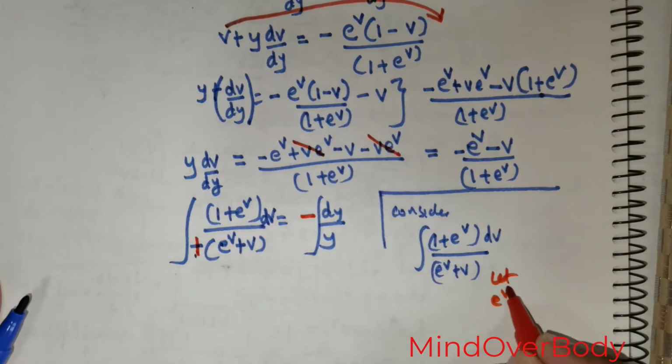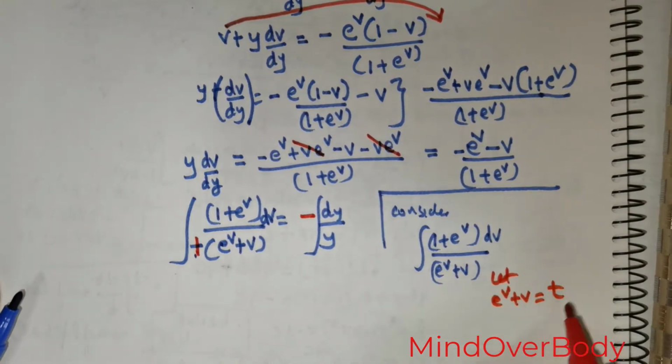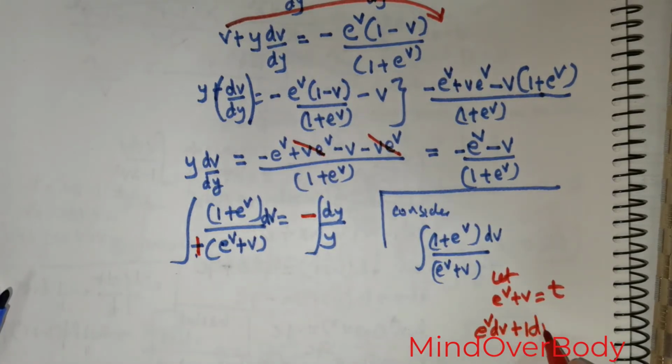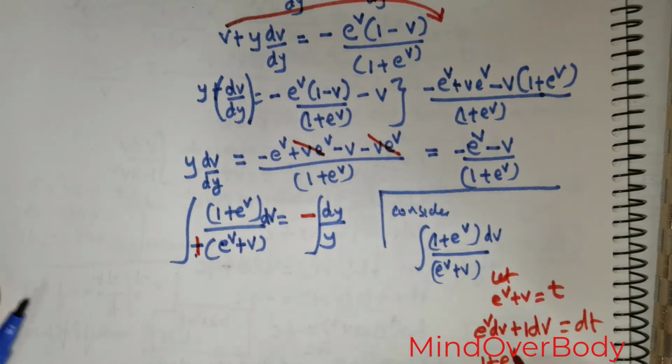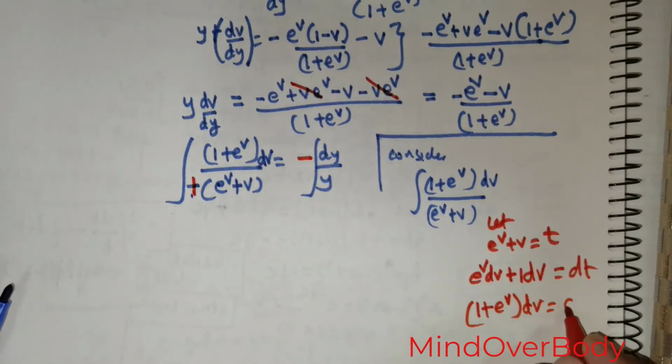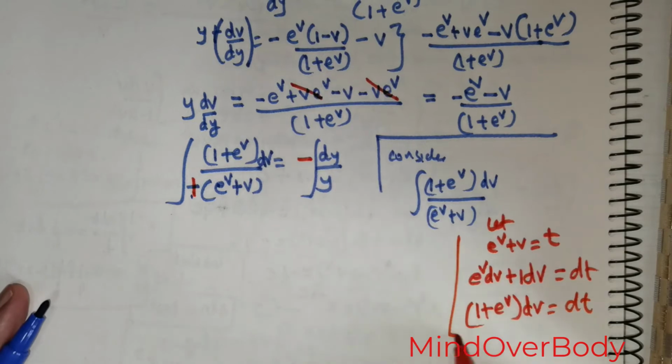Let e raised to the power of v plus v be equal to some t. If I differentiate this, I get e raised to the power of v times dv plus the differential of v, which is 1. Of course I need to have a dv there. This is equal to dt. So I can always rewrite this as (1 plus e raised to the power of v) times dv is equal to dt, right?